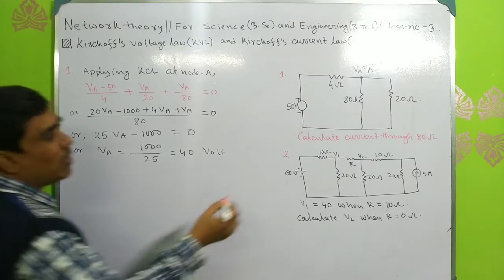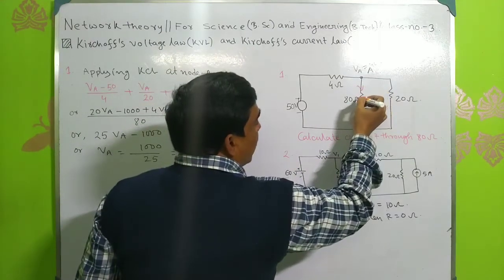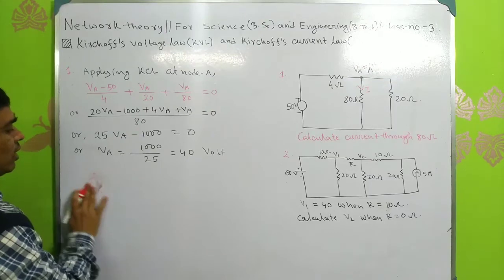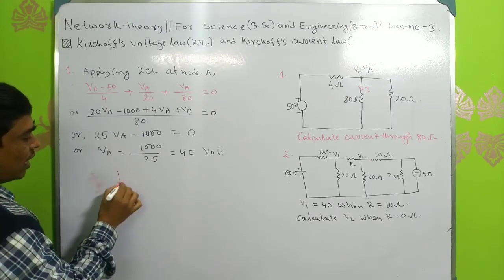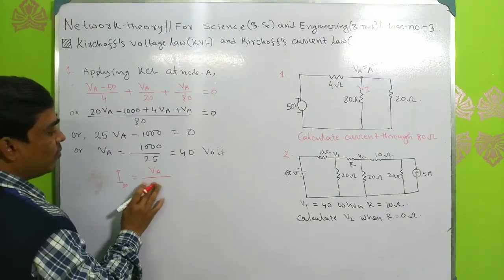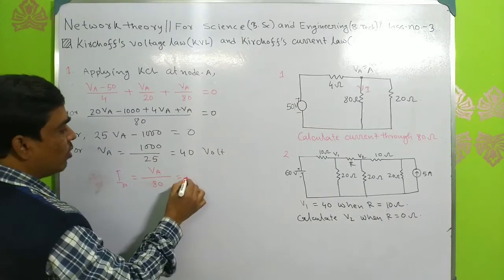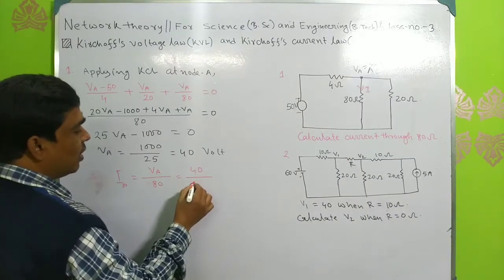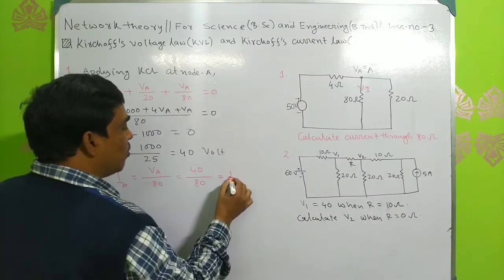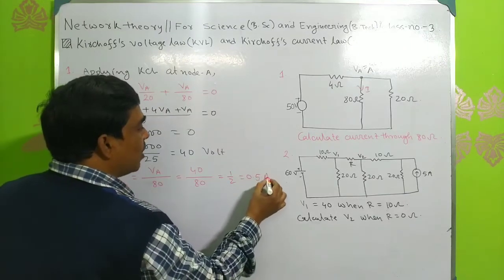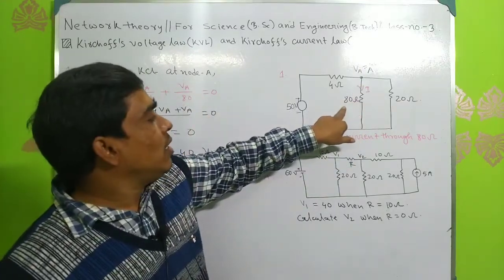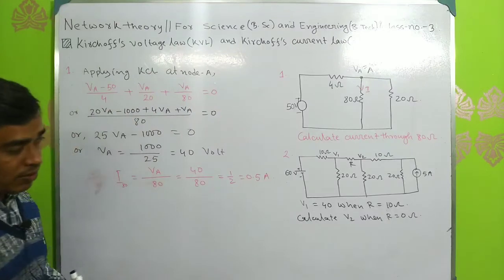Now if I want to calculate the current through this 80 ohm resistance, so I at 80 equals VA divided by 80. VA is 40, this is 80, all are ohm and volt, so it will be ampere. So it equals 0.5 ampere. So current through this 80 ohm resistance is 0.5 ampere.